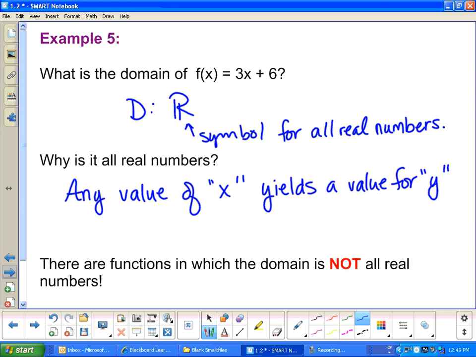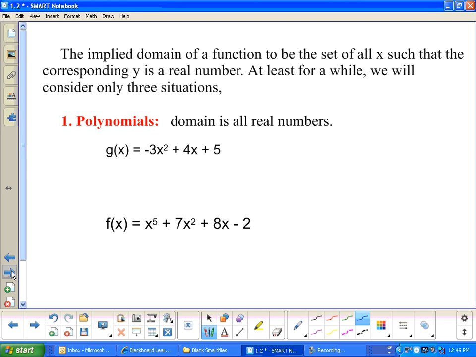However, there are functions in which the domain is not all real numbers. They have limits to them. Okay? They don't all work that way. We're going to look here at the implied domain of a function to be the set of all x such that the corresponding y is a real number, at least for a while. We're only going to consider these three situations for today's purposes.